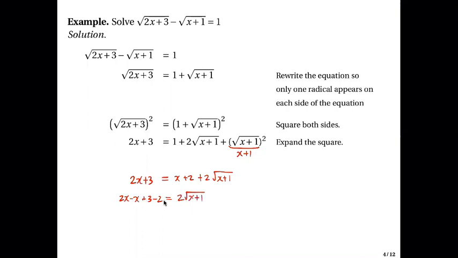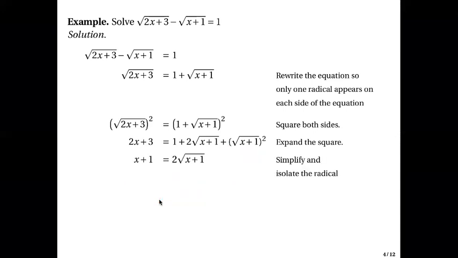The reason why we are doing this is because we want to isolate the radical on one side of the equation. So if we simplify, 2x minus x is just x, and 3 minus 2 is 1. That's why we obtained this expression: x plus 1 equals 2 square root of x plus 1.